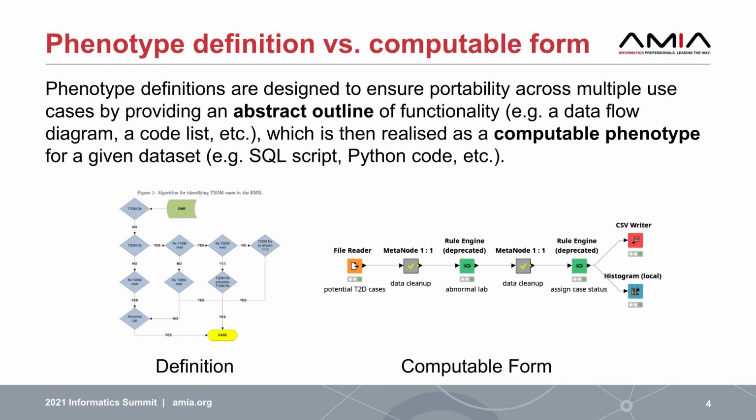I want to start by just revisiting the difference between a phenotype definition and its computable form. As we know, a phenotype definition is an abstract outline of functionality, something like a flowchart like we see here on the left, that really contains the logic for a phenotype, and this is then used as the basis for realizing a computable phenotype, so something that can be actually executed, that realizes that logic in something like an SQL script, a piece of Python code, or a pipeline like we see here.